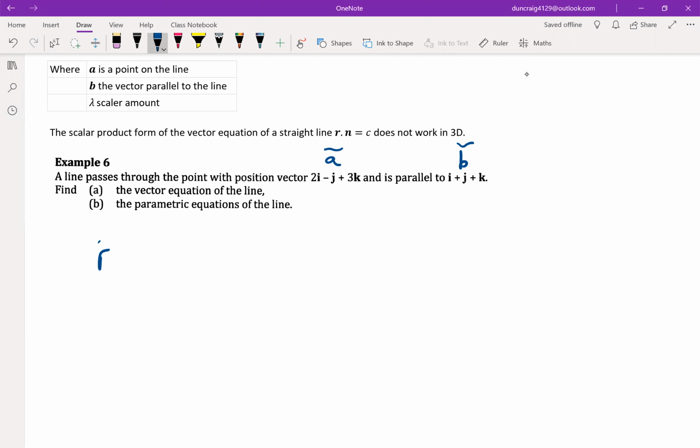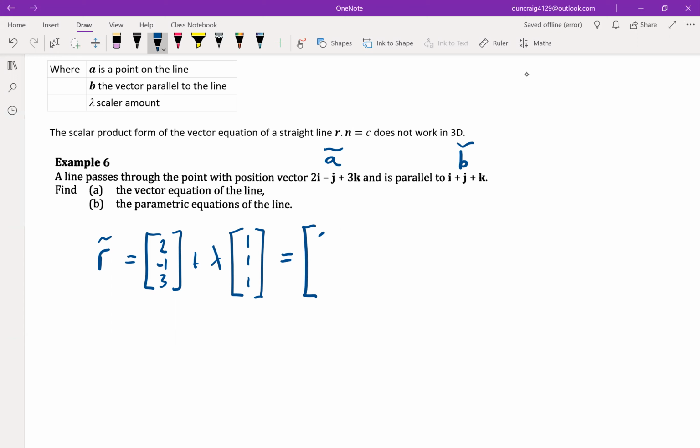So I'm just going to say r is equal to my starting position. So that is 2, -1, 3 plus some constant amount lambda of 1, 1, 1. That's the 1i plus 1j plus 1k. Cool. And so we can write that as a single vector. So I could go, well, that's just 2 plus lambda, -1 plus lambda, and 3 plus lambda, like so. So we've got that there.